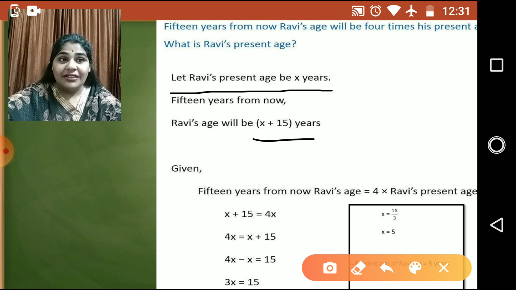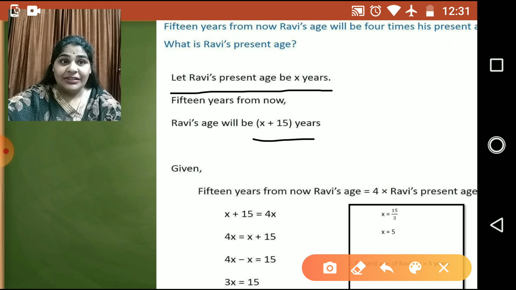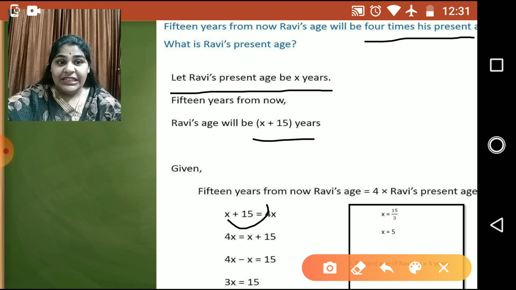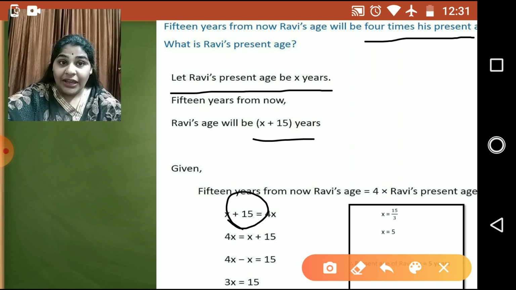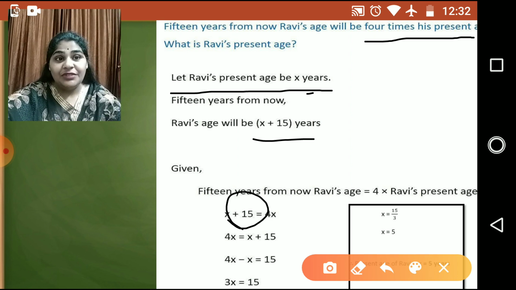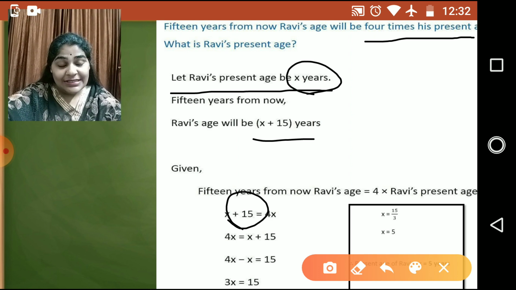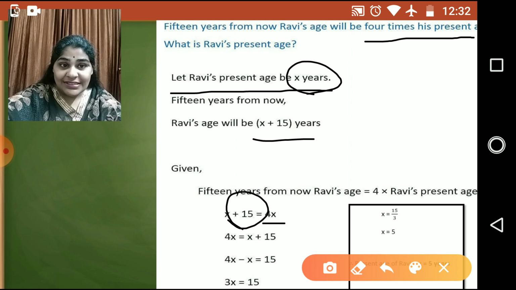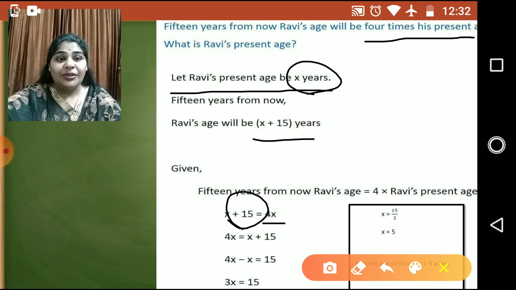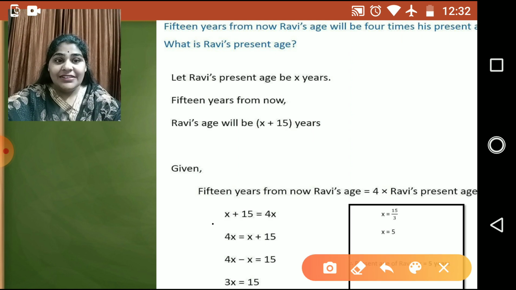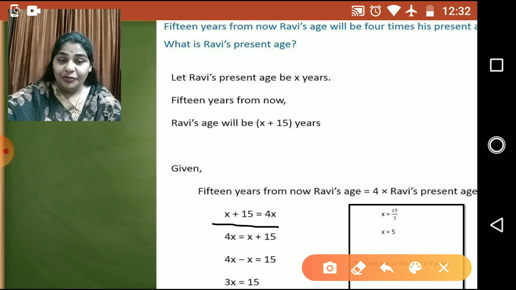Now what is Ravi's present age? So now we can see again, 15 years from now, Ravi's age will be 4 times his present age. So x plus 15 will be equal to 4 times. 4 times means 4 multiplied by. So times means multiplication, right? His present age, we have taken it as x years. So it will be 4x. So now here you got your equation, children, that is x plus 15 is equal to 4x.